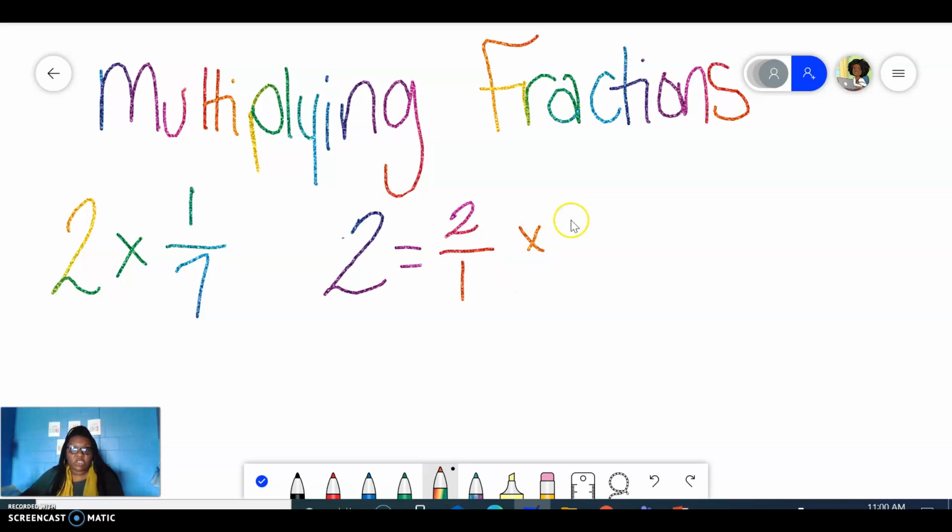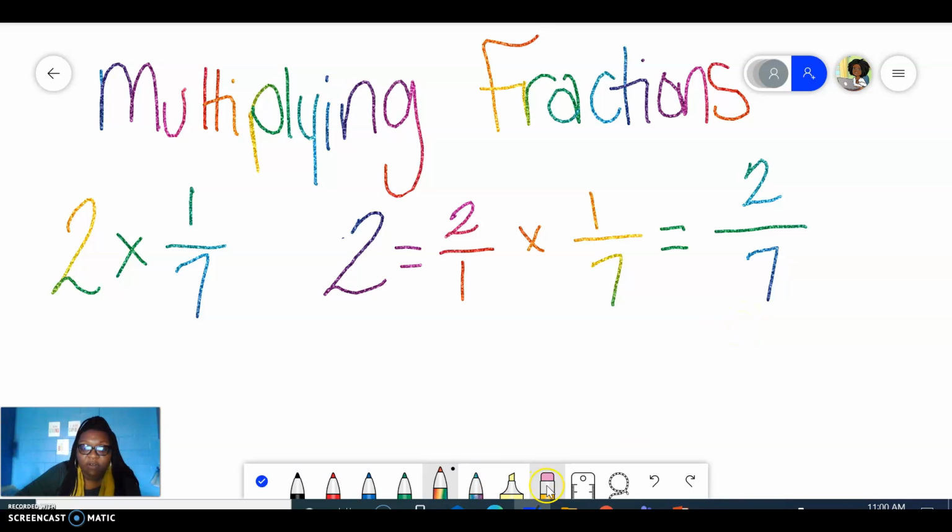So now I can just do my normal multiplication here. Multiply my numerators, put it on top, and multiply my denominators, put it on the bottom. 2 times 1 is 2, and 1 times 7 is 7, so 2/7. Okay, so that's how we multiply a whole number by a fraction. Now let's make things a little bit tougher.